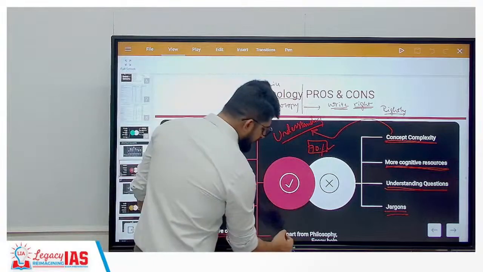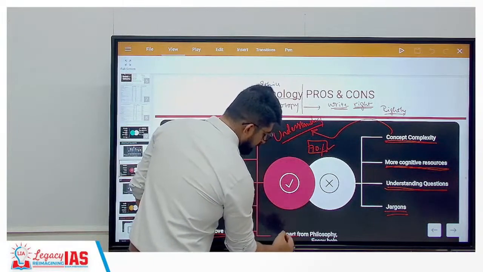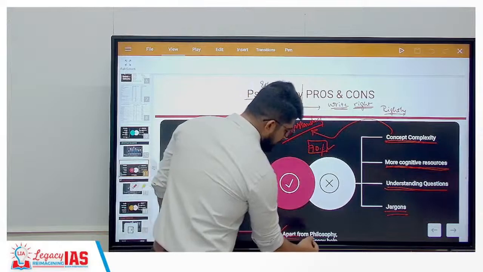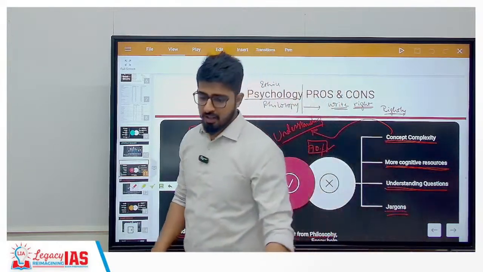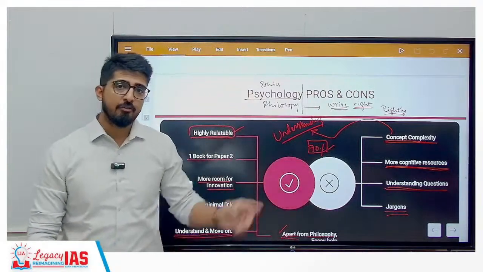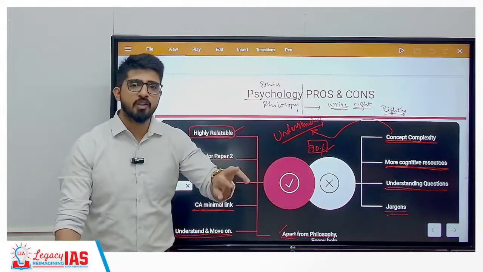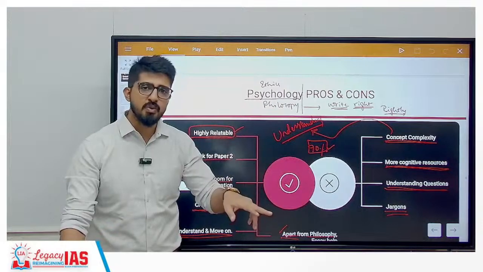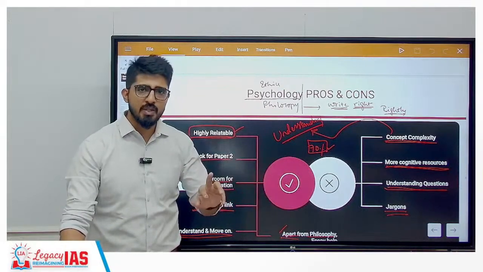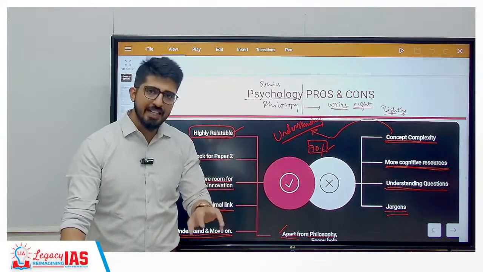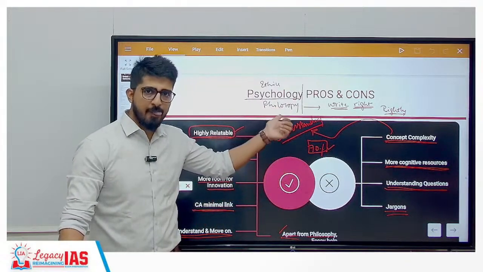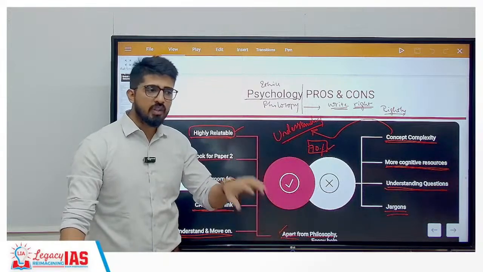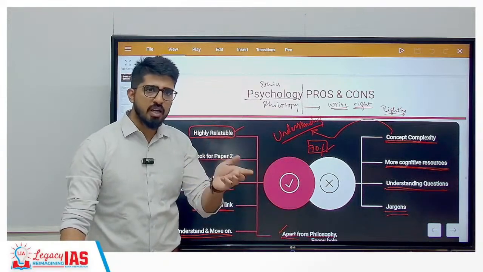The utility of this subject, so in the essay paper you have, apart from the philosophical essay, which is the second part of your essay, there are two essays you are supposed to write. There is a philosophical part as well. So that second essay, you will find it easier with psychology as an optional. And ethics also has almost 1, 2.